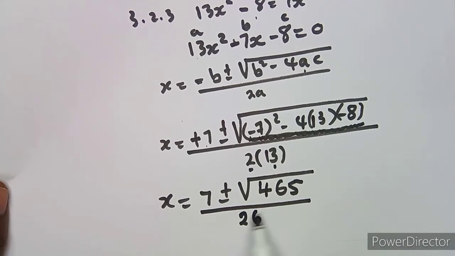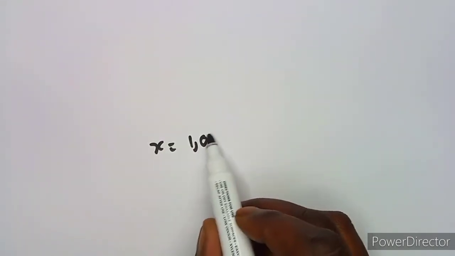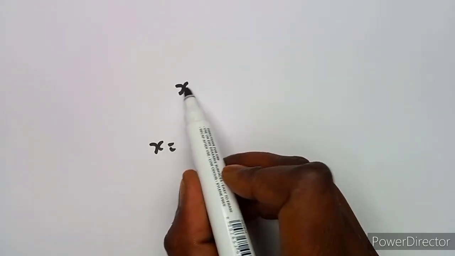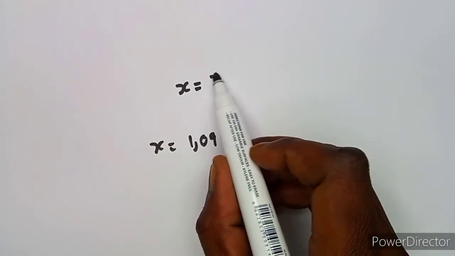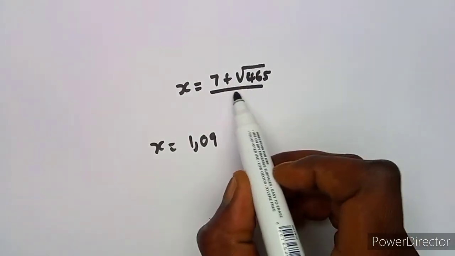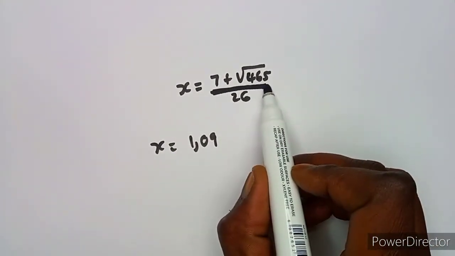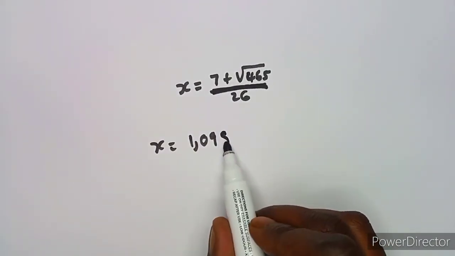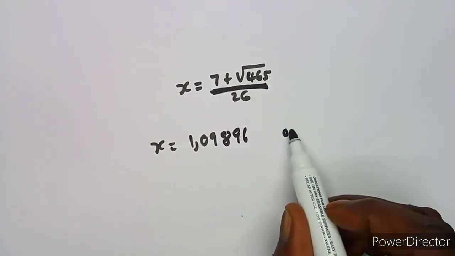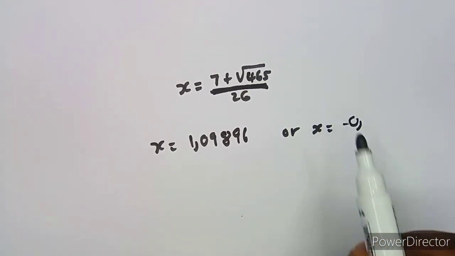All right, so you can now separate this, start with a plus, 7 plus whatever you're going to have with a plus, and this is going to give us 1.09. Make sure on your calculator you have this like this, square root of 465 over 26. So you make sure the division covers everything like this. All right, so you're going to obtain 1.9896, something like that.